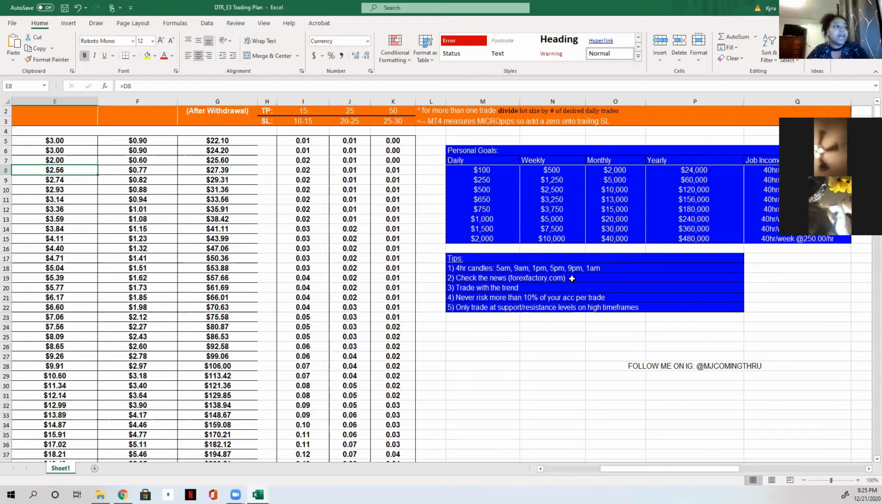This is all Eastern Standard Time. Obviously, if you don't know how to check the news, please go to forexfactory.com. If you see red folders, be careful during that time frame of trading. Always trade with the trend.